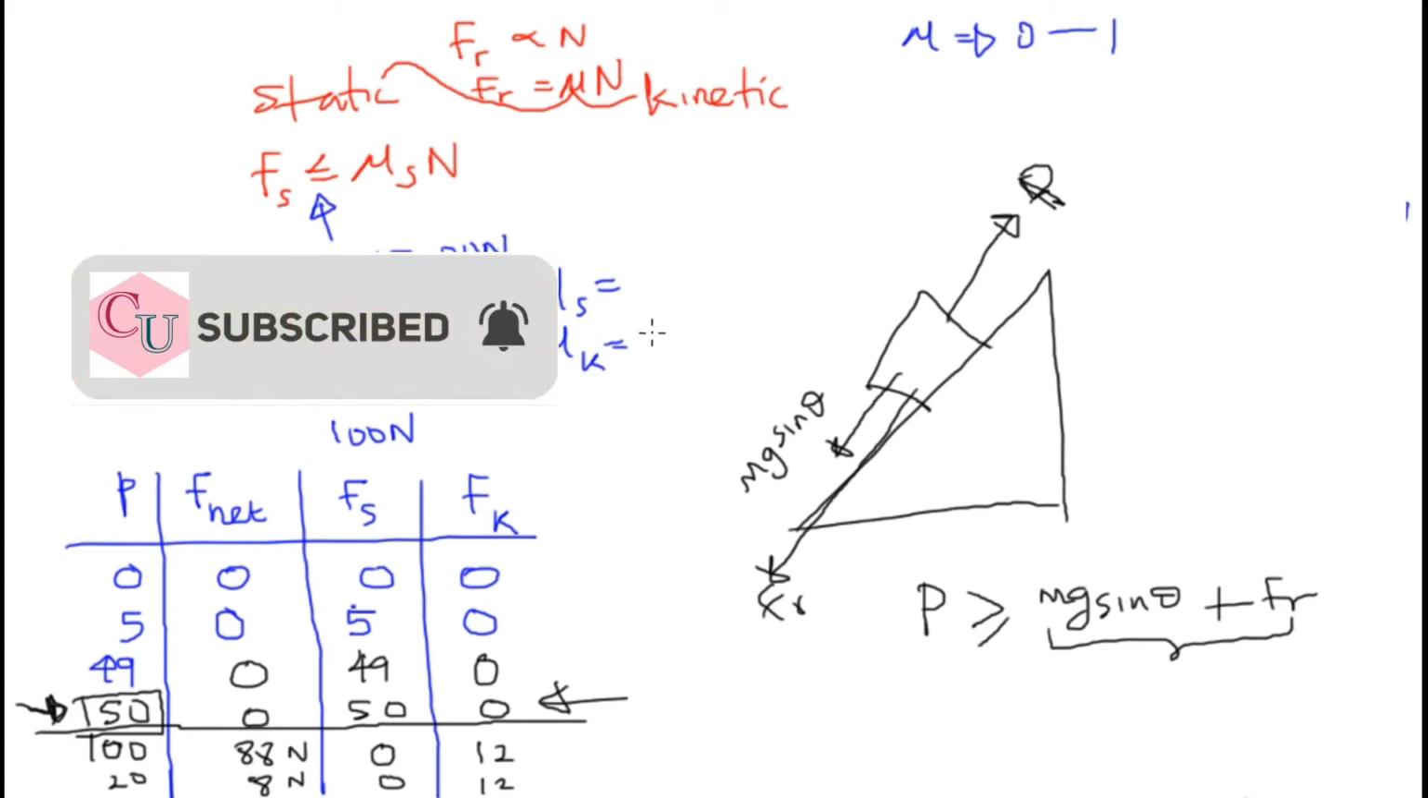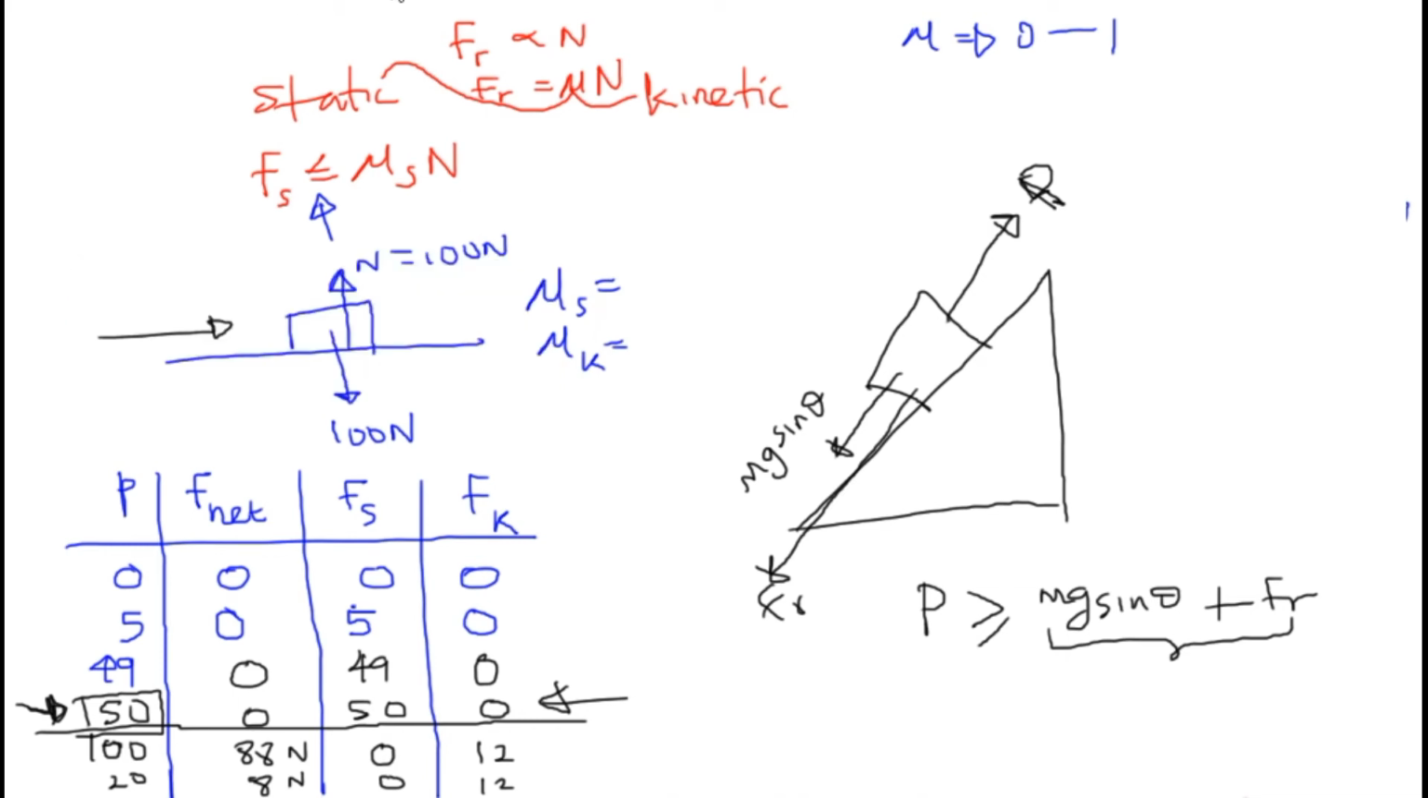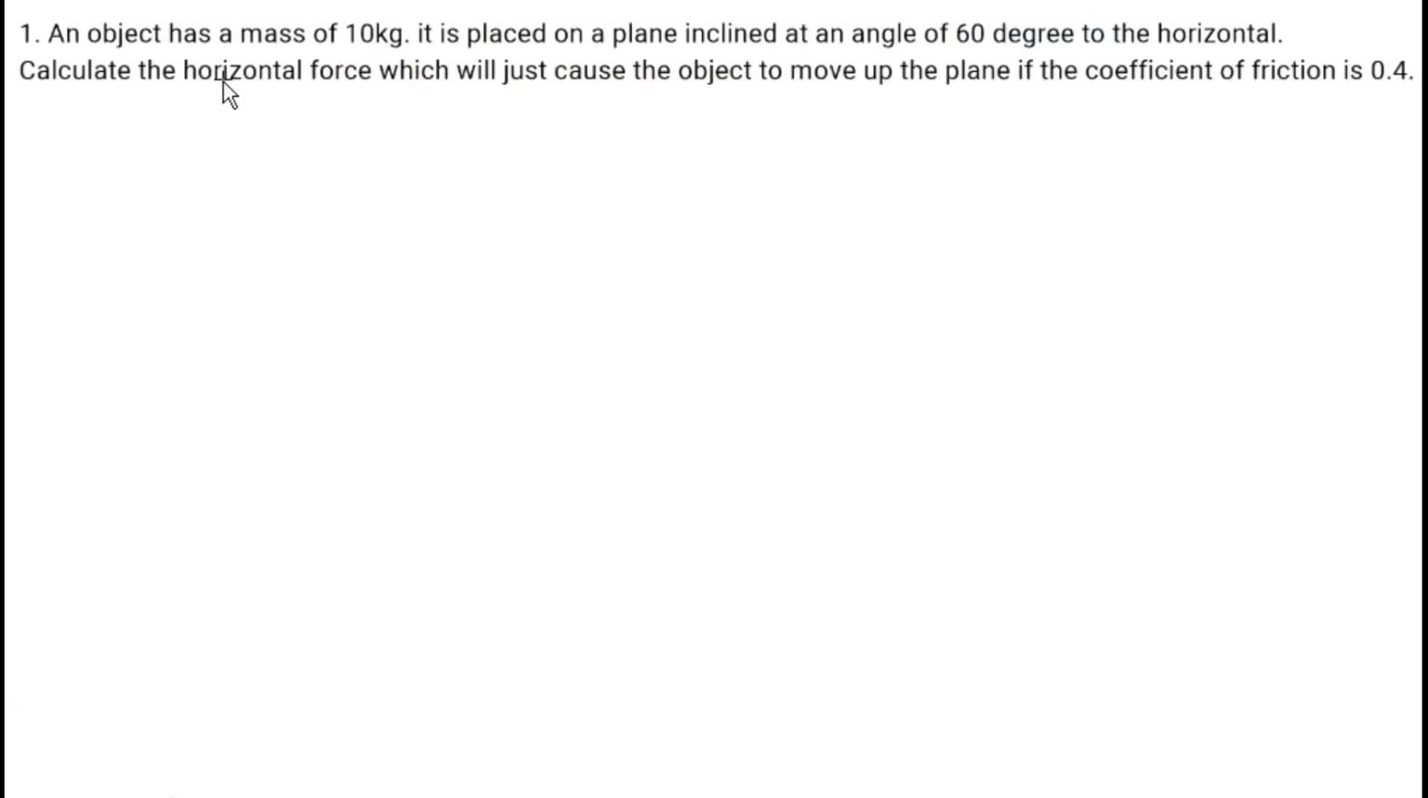So let's solve the practice problem. An object has a mass of 10 kg. It is placed on an inclined plane at an angle of 60 degrees to the horizontal. Calculate the horizontal force which will just cause the object to move up the plane if the coefficient of friction is 0.4.